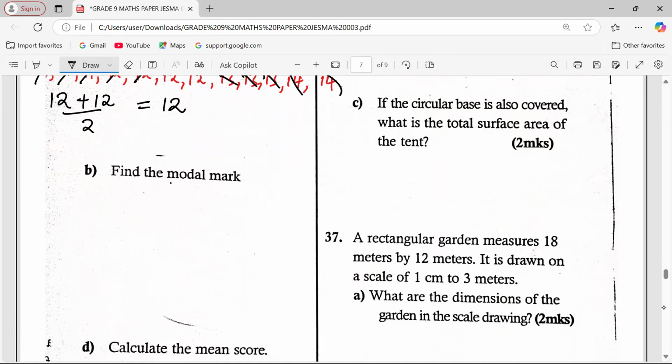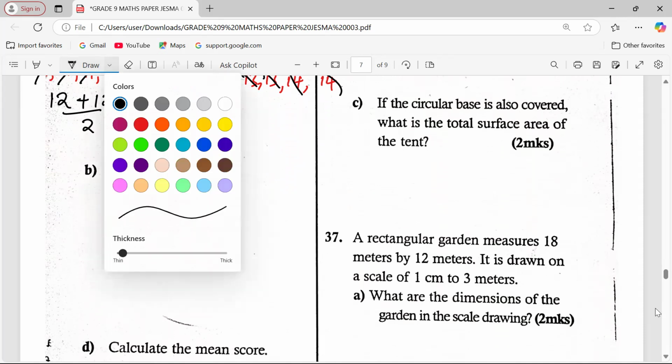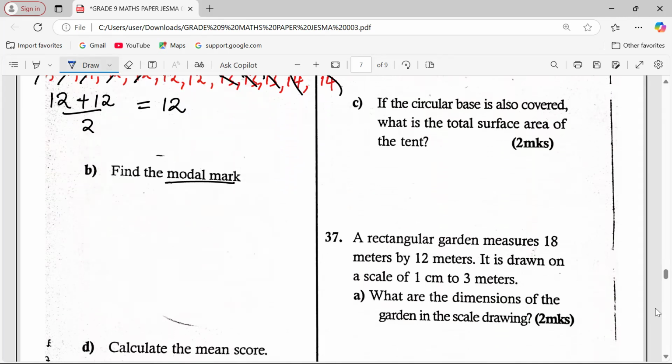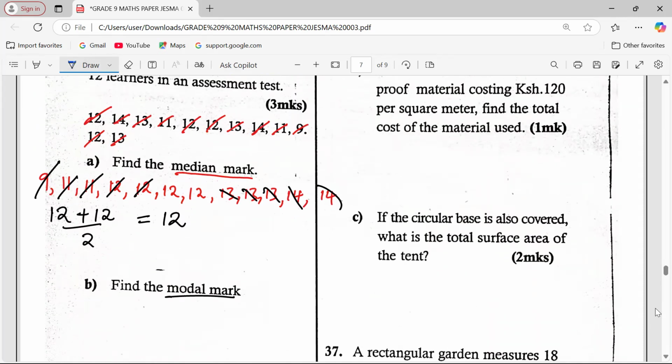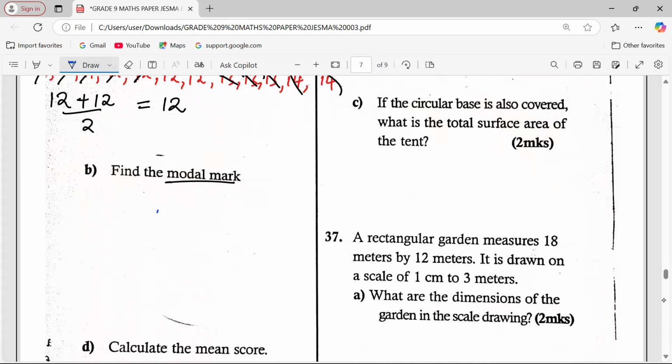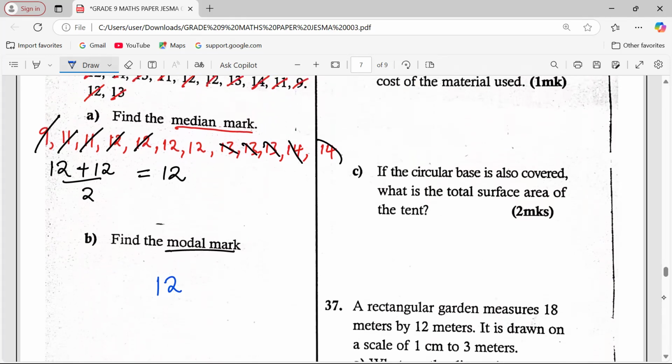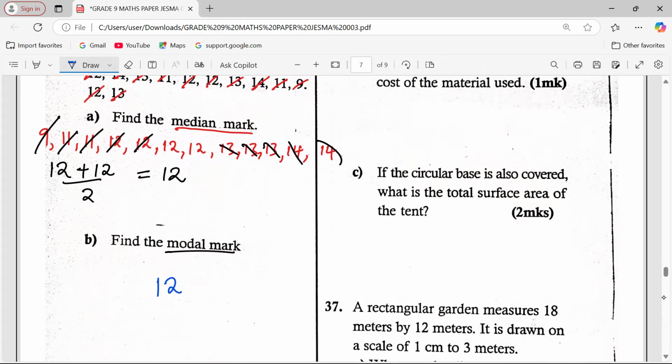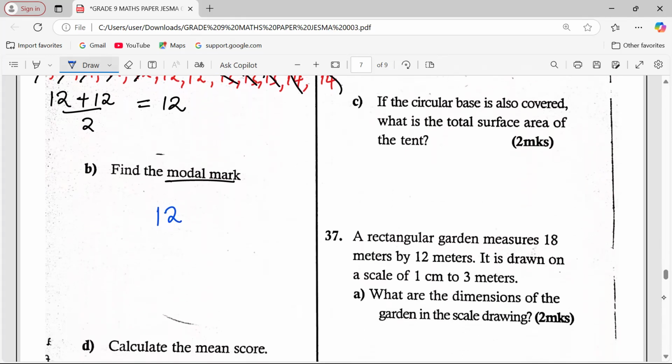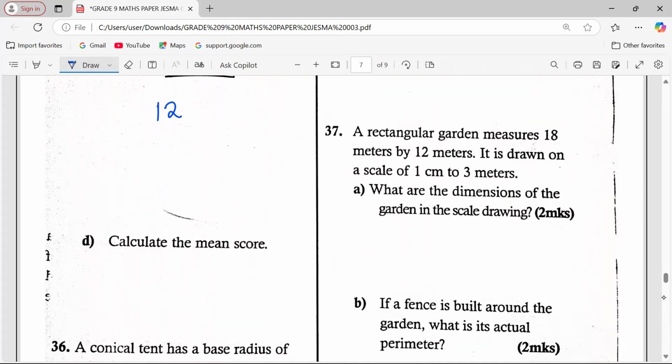The other thing is find the modal mark. Now, modal mark is the one which has occurred more times. Looking at all the values, it is only 12 which has occurred 4 times. The others are 3, twice, or even once. So 12 becomes the modal mark because it is the mark which is occurring more times.